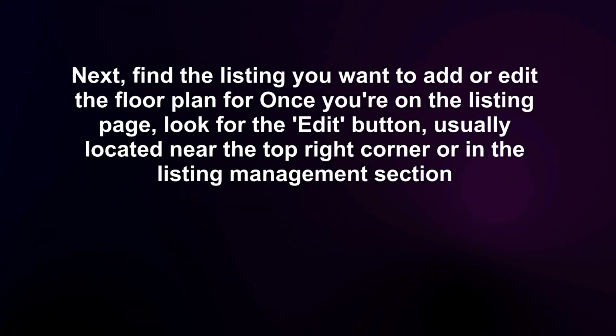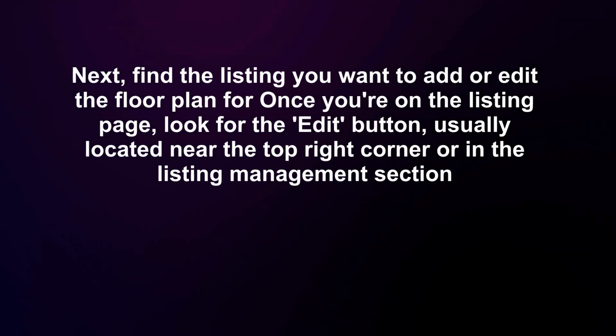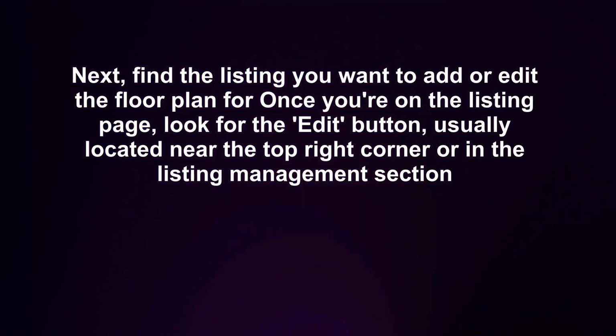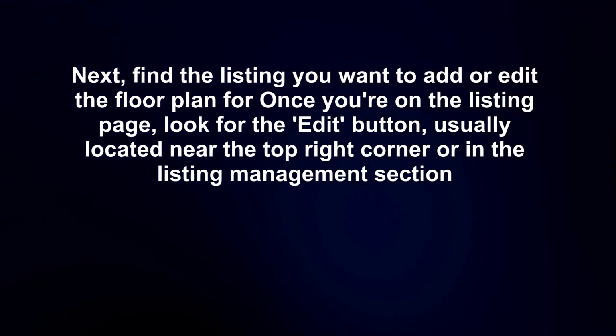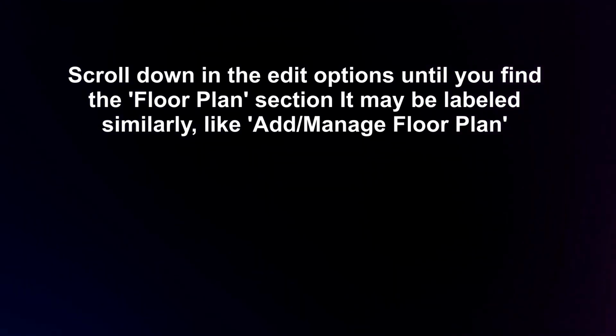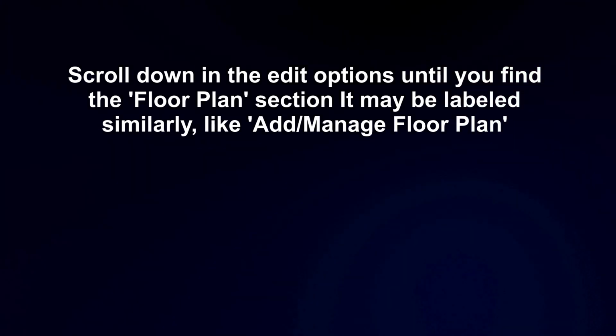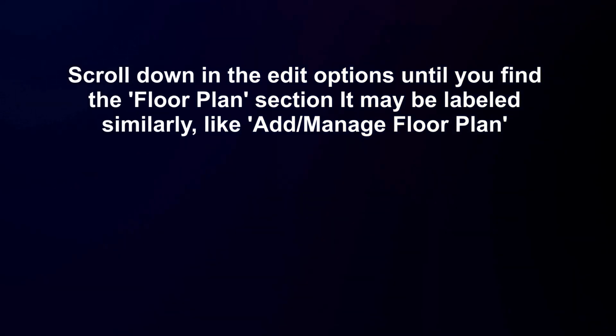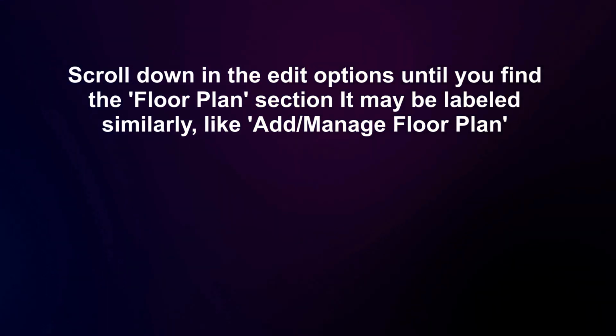Next, find the listing you want to add or edit the floor plan for. Once you're on the listing page, look for the Edit button, usually located near the top right corner or in the listing management section. Scroll down in the Edit options until you find the floor plan section. It may be labeled similarly, like Add or Manage Floor Plan.